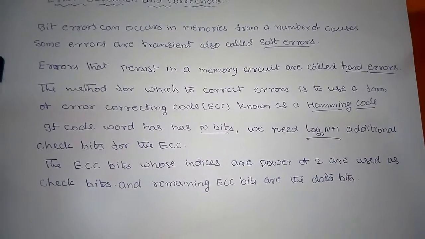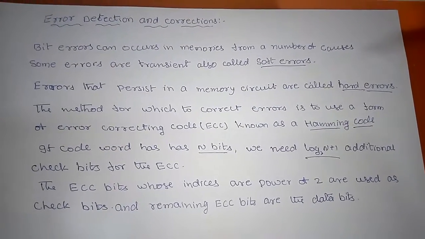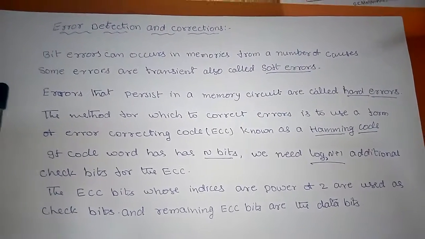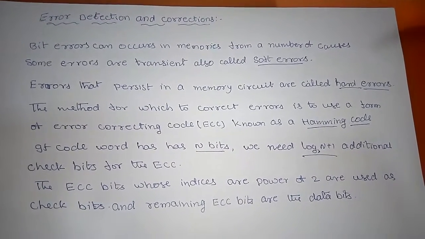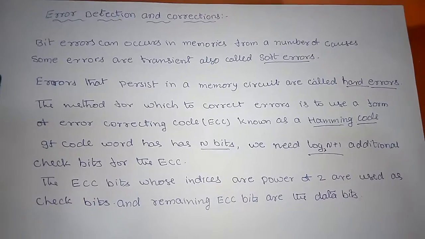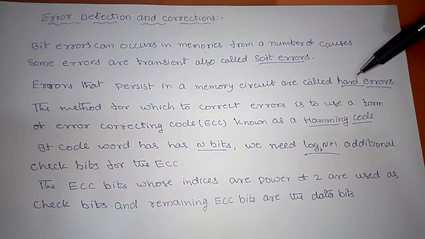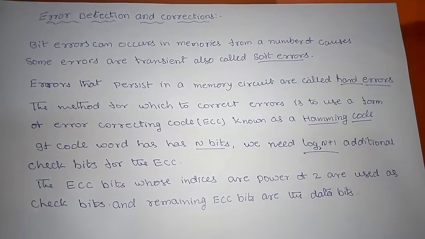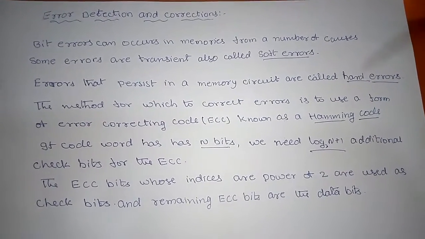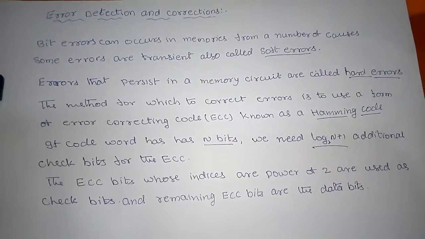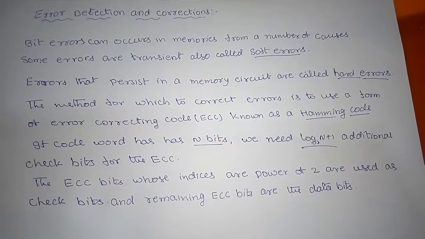A soft error is a bit error that can occur in the memory from a number of causes. Some errors are transient, called soft errors. What is meant by a hard error? A hard error occurs in the memory circuit at the time of manufacturing. This error cannot be eliminated.